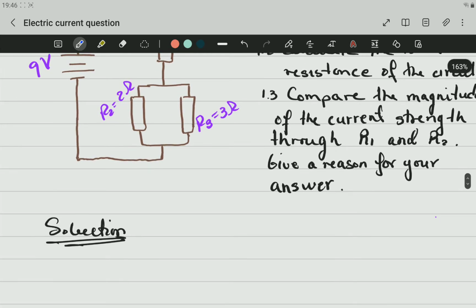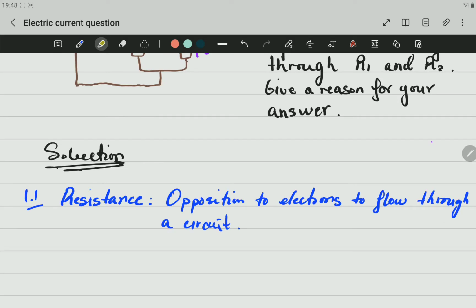So let's start with the solution. It's a very simple question, and question 1.1 is the definition of resistance. So we say that resistance is the opposition to the flow of electrons through a circuit. That is resistance, and just for control, let's recall that for resistance we use the symbol R and the unit is the ohm. The symbol for ohm is the Greek letter omega. So this is regarding resistance, but the only question was to define resistance.